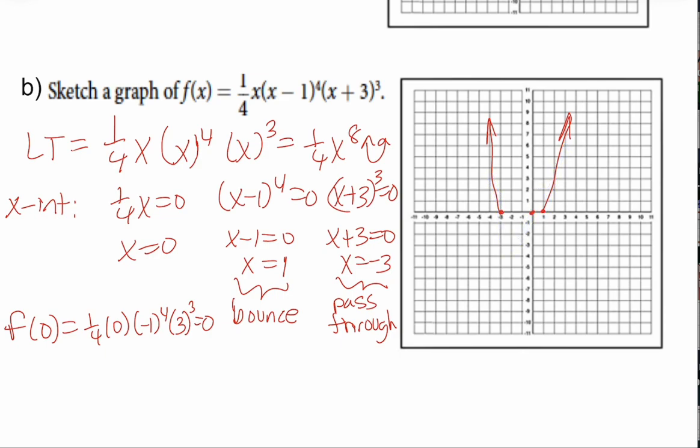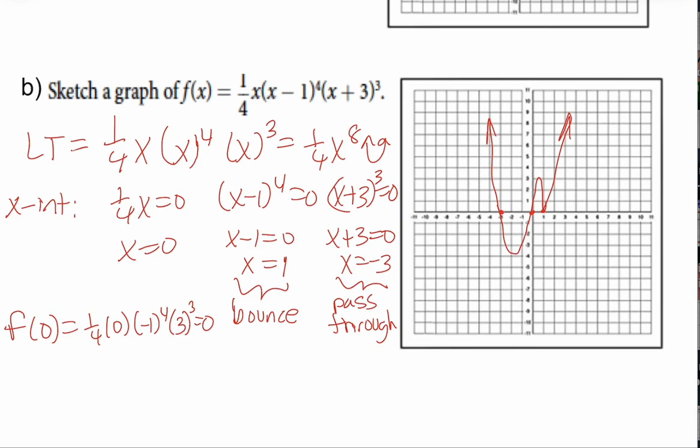Could we be more accurate to find how low we go and how high we go? I mean, it might go way, way down and way up. Yes. Do I care? Not in the least. When you get to a calculus class, then we'll care. For now, just go through, make a bump, go through, bounce.